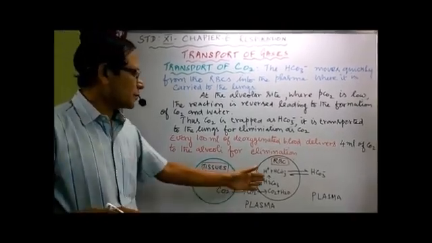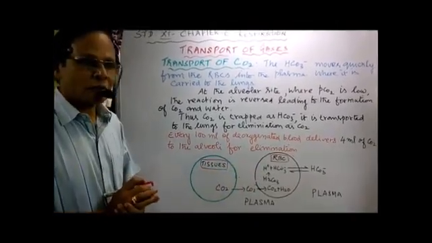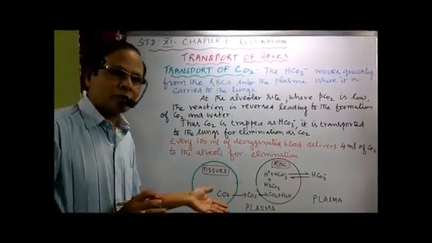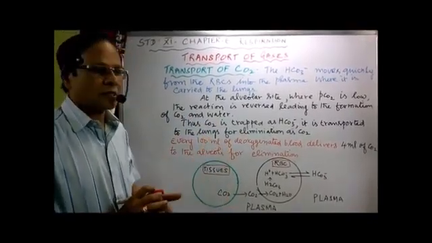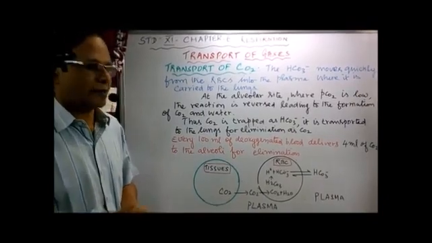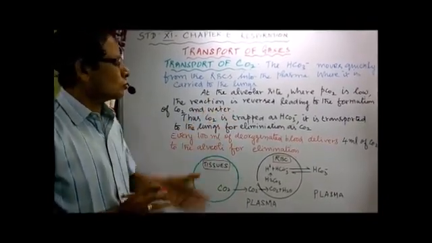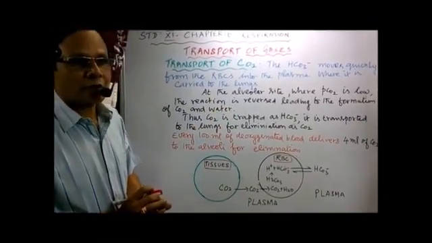That's what is happening, it is simple. Here is an actual diagram showing how the formation of carbonic acid and its dissociation occurs with the help of carbonic anhydrase. So with that I conclude the transport of carbon dioxide.